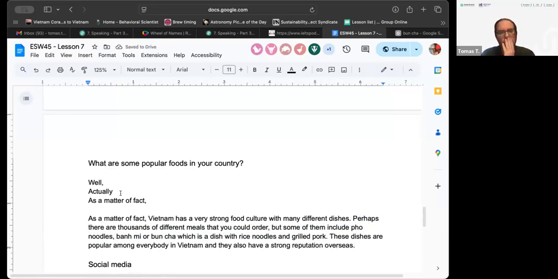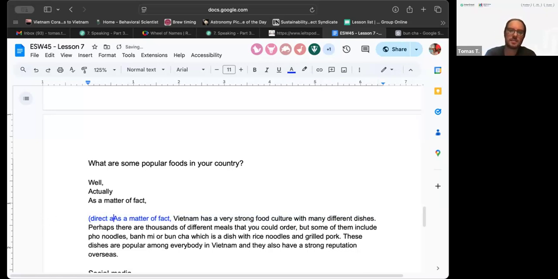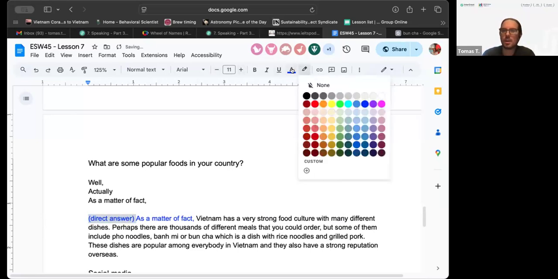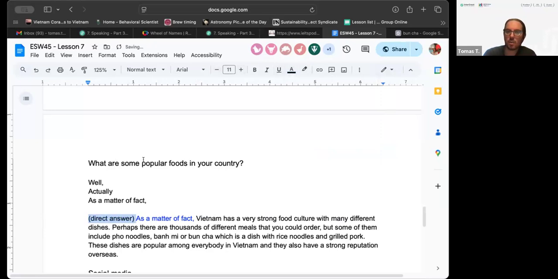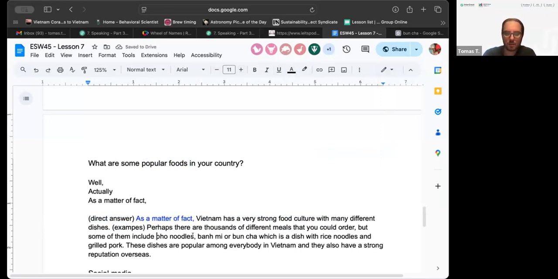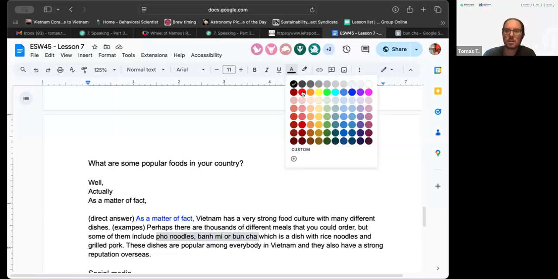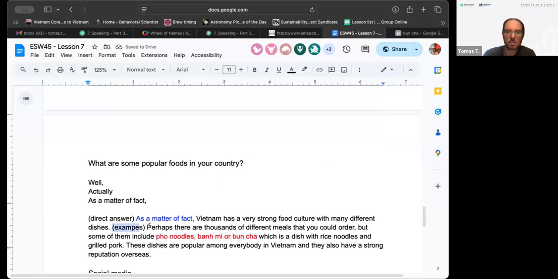Okay. What are we doing in this answer? Include a discourse marker at the beginning. We've got one. Include a direct answer. So sentence number 1 is the direct answer. We respond to the question, what are the popular foods? The popular foods are thousands of different meals that you could even order. And I give some examples. So here we give examples for noodles, banh mi, or bún chả. So you can highlight that. There's my examples.